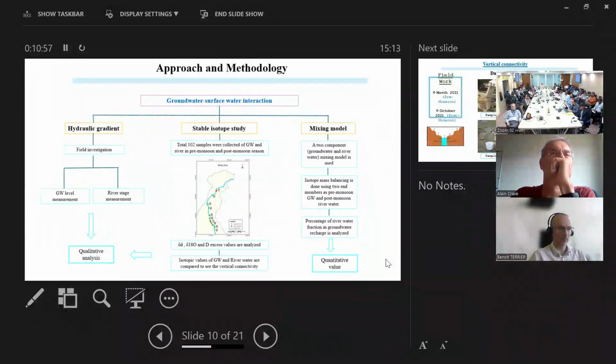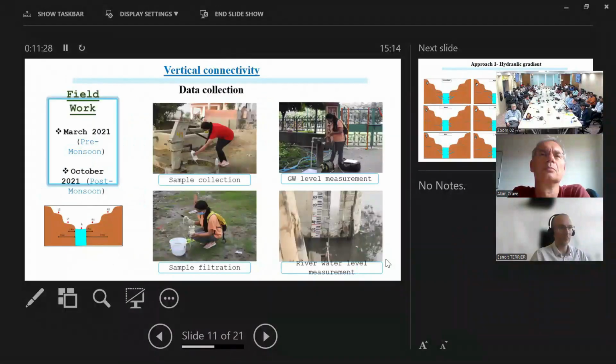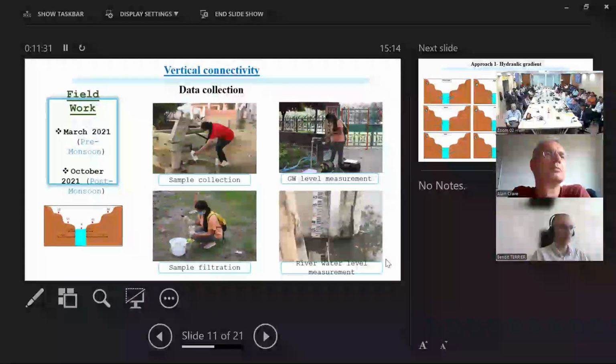To understand this, groundwater-surface water interaction, we look at the hydraulic gradient going into the field, measure the groundwater level and river-stage measurement, and look at the elevation drop, where the gradient is. We also look at the stable isotope data set and then work on the mixing model. The analysis was done from the mountain front to close to the Faridabad area, so that we can see from upstream to downstream of the Delhi region. And that was the methodology.